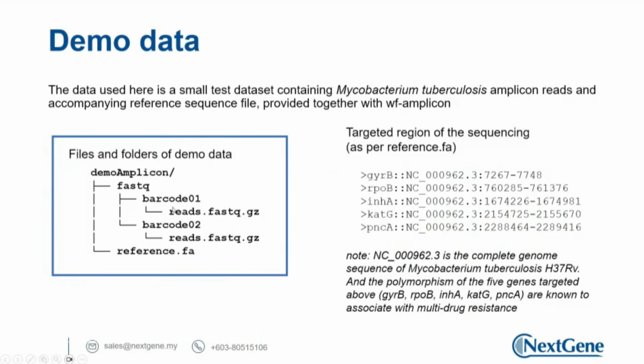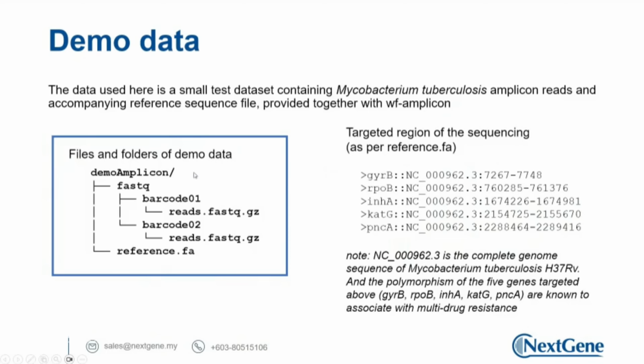So for this analysis, my input data has two samples, and I have stored them such that each sample has one folder, named barcode 01 and barcode 02. Both these folders are stored in the folder named FASTQ. At the same time, I have also prepared a reference file.